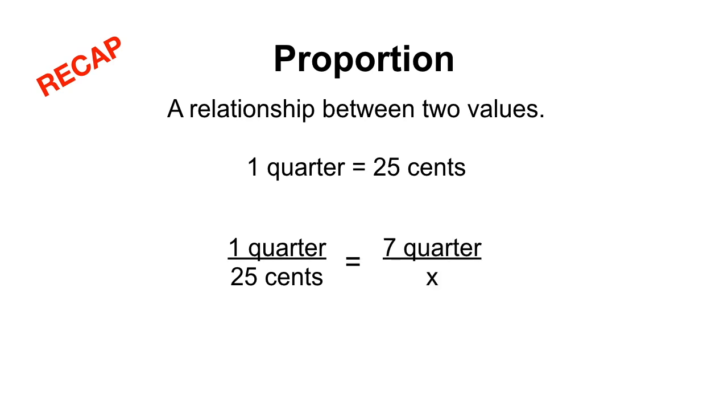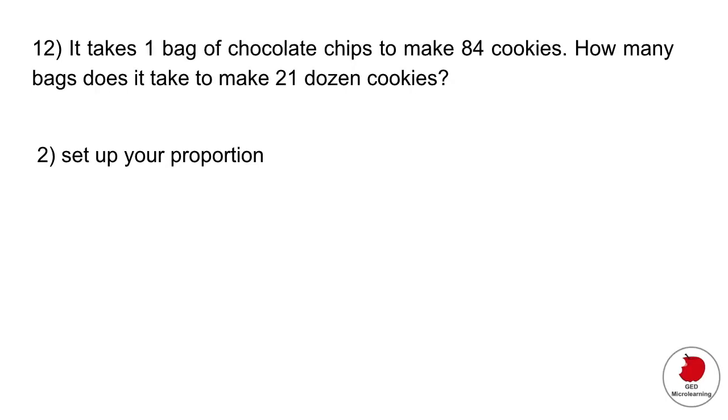So I would say 7 quarters over x, because that's the value that I want to find out, right? The number of cents. So the way that you solve this is that you would multiply across like that, and you would set up your equation. So x would be 7 times 25. Okay, so that's how you would find out the number of cents in 7 quarters. All right, so we're going to do the same thing.